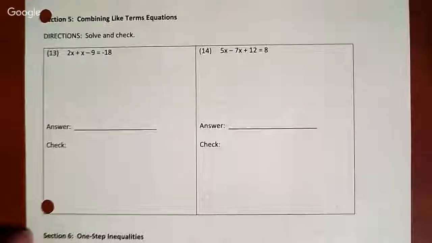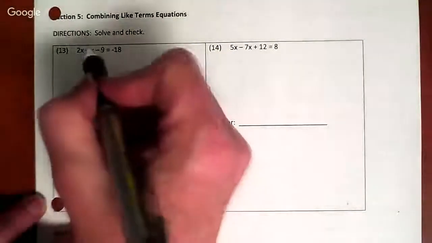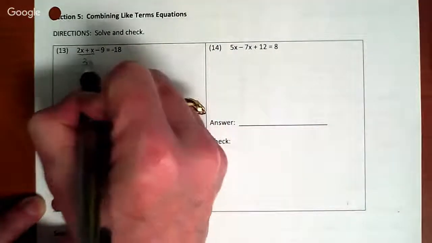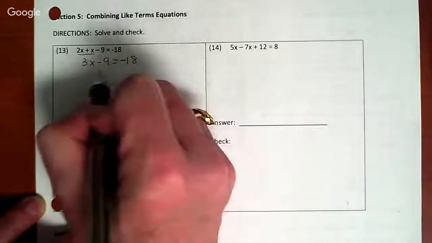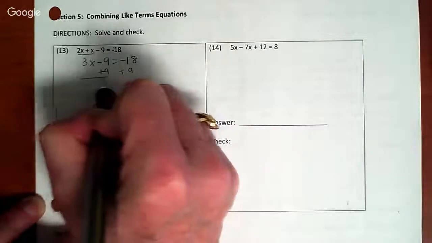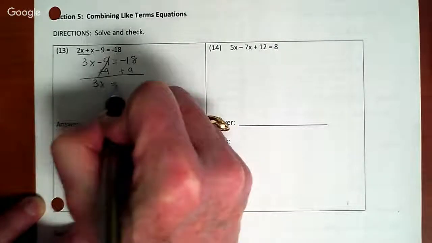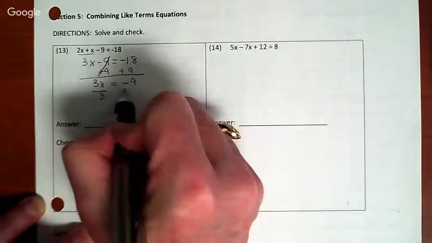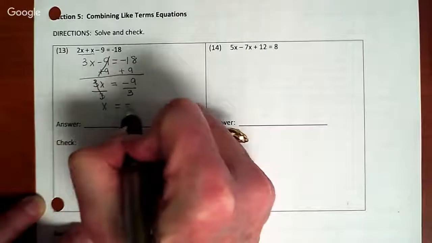With our combining like terms, we have two of them. We have here, we can combine our like terms. 2x plus x is 3x minus 9 equals negative 18. Add 9 to both sides now, which will give us 3x equals negative 9. Divide both sides by 3, which will now give us x equals negative 3.